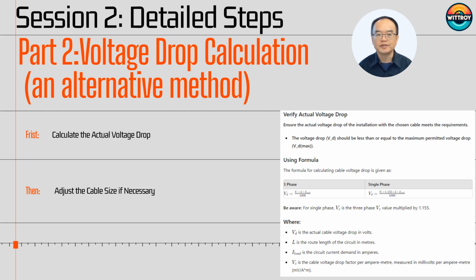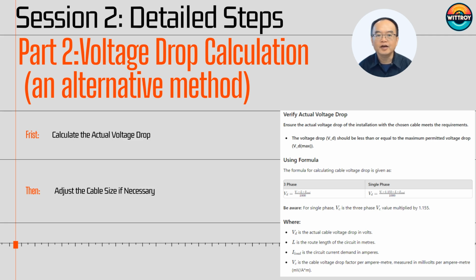Now, I will explain the second method, which uses a trial method to get the correct cable size. From Part 1, we have the calculated cable size that meets the current demand requirement. Now we use this cable size to verify the actual voltage drop. The actual voltage drop should be less than or equal to the maximum permitted voltage drop. First, calculate the actual voltage drop.